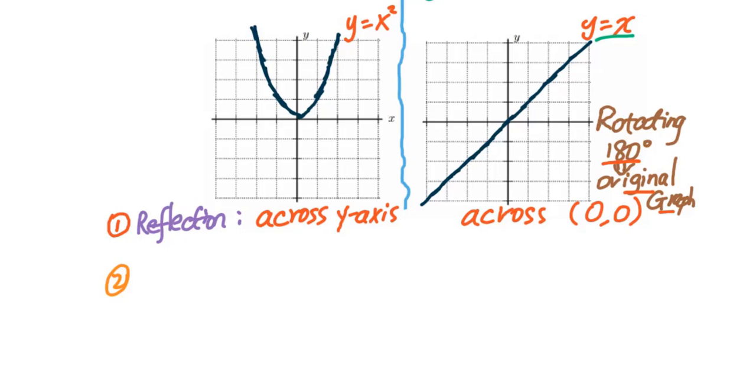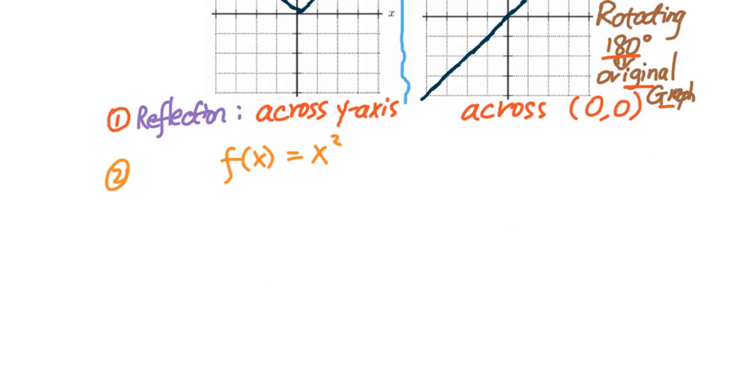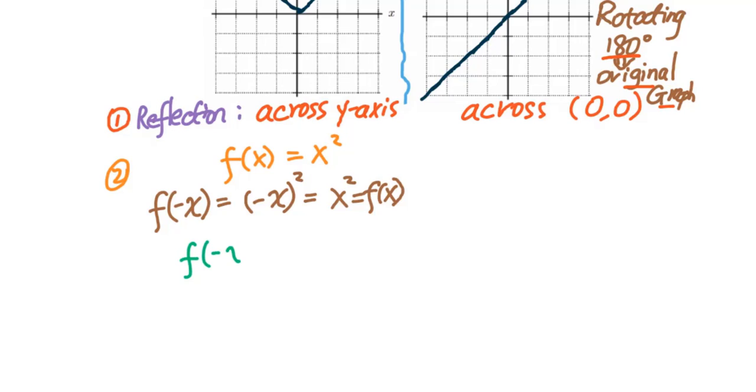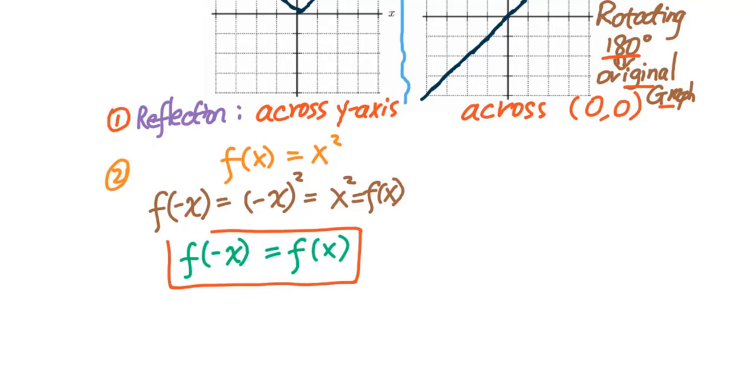Second property, think about f of x equals x squared. When we have f of negative x, you will get negative x squared, that is x squared, which equals f of x. So for all even functions, we have f of negative x equals f of x. Basically, this is the definition for an even function.